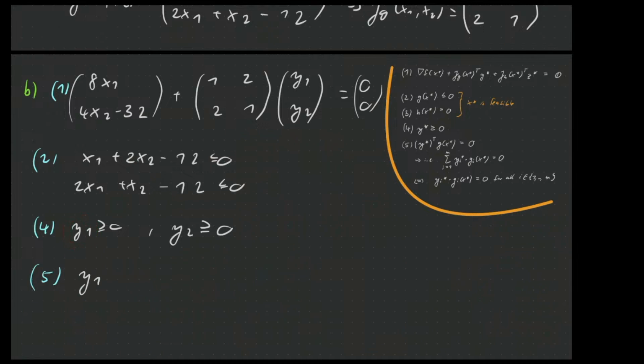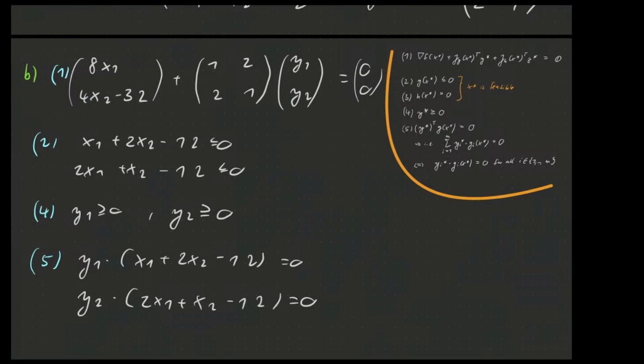So we get y1 times x1 plus 2x2 minus 12 is 0. And y2 times the second inequality here, 2x1 plus x2 minus 12, is 0. Right, those are the conditions.